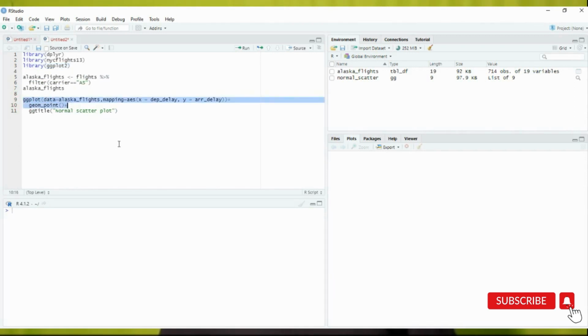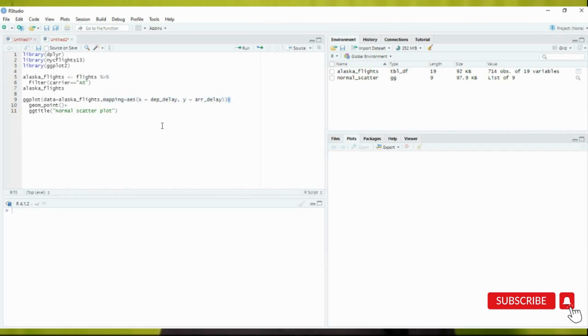We also need to understand the ggplot function, which is part of the ggplot2 library and is used to generate the scatter plot. This ggplot function consists of three layers. The first layer is of course the data. In this case, we will use the Alaska flights data frame to plot the scatter plot. The second layer is the aesthetic mapping, setting departure delay on the x-axis and arrival delay on the y-axis.